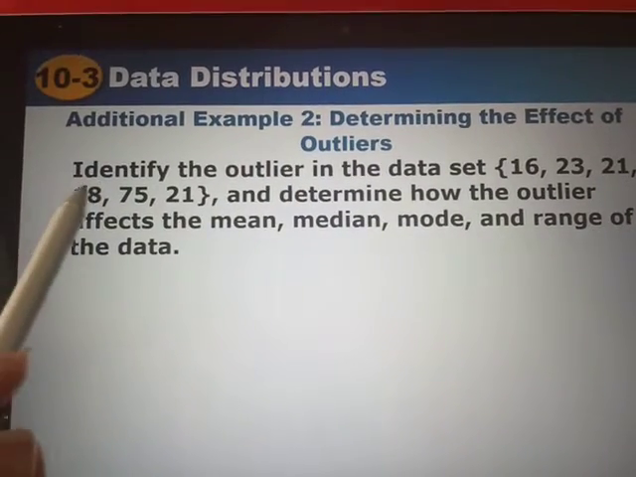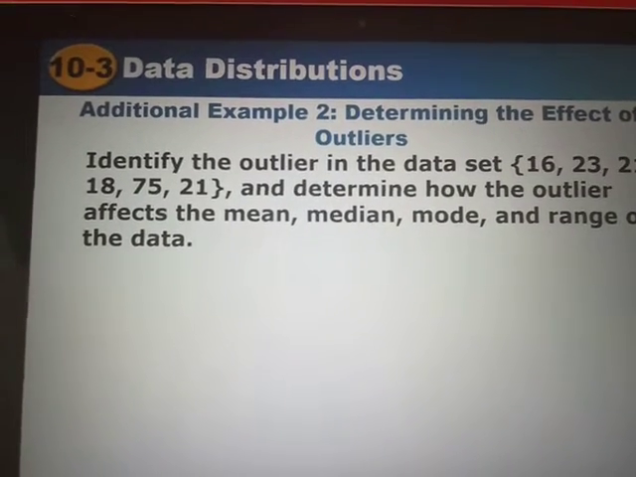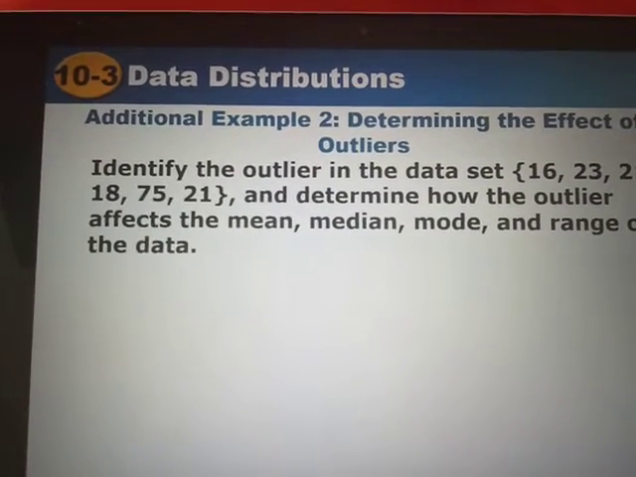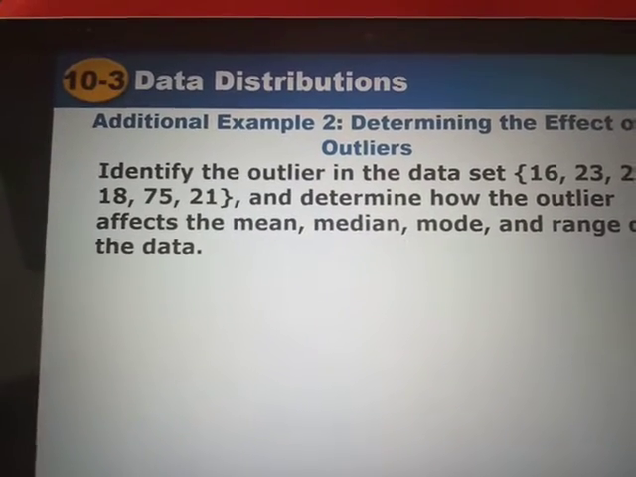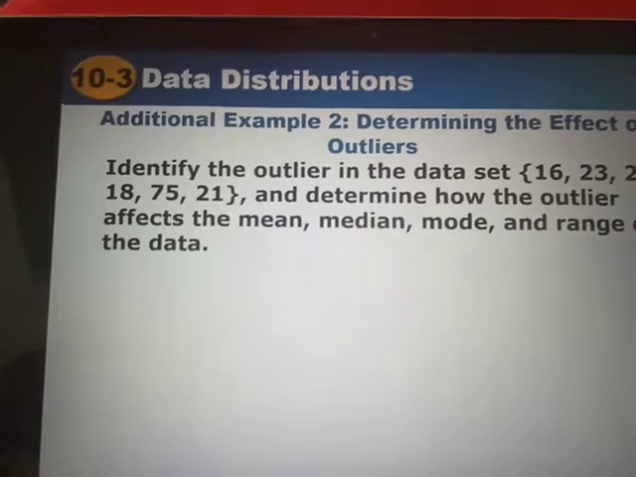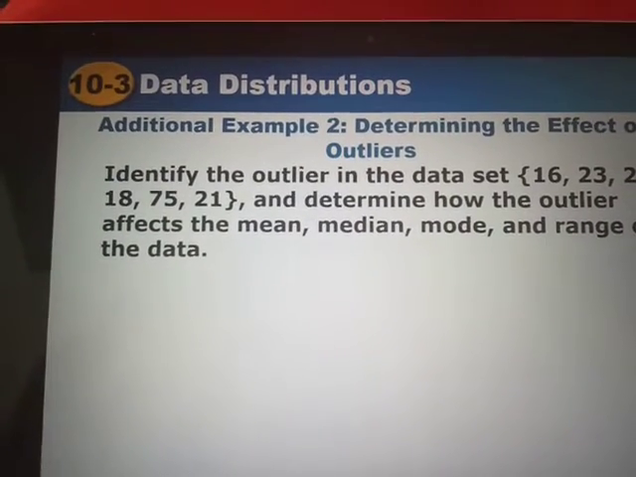Example: identify the outlier in the data set 16, 23, 21, 18, 75, 21, and determine how the outlier affects the mean, median, mode, and the range of the data. So how can we solve this?